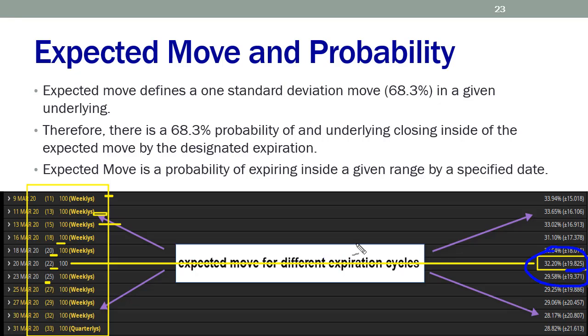Okay. That one says what? It says plus or minus. And I know it says 1982. We're going to say plus or minus 20 in the next 22 days, whatever the stock is.